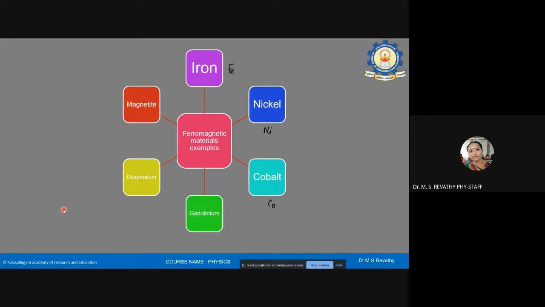Is the classification of magnetic materials clear, students? We have seen the classification of magnetic materials just now.